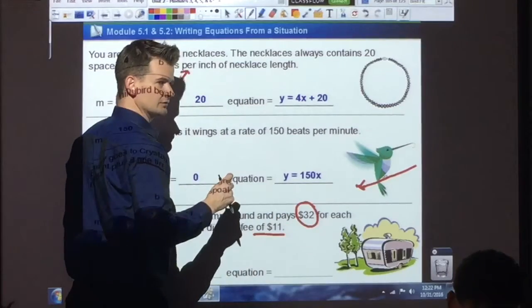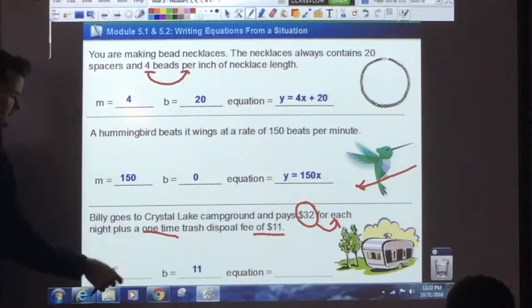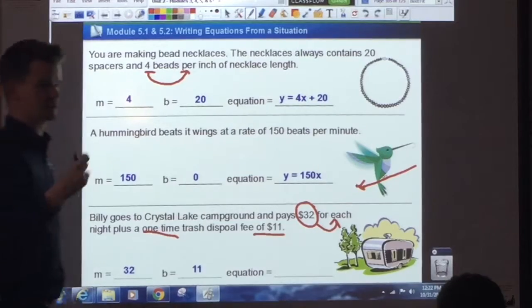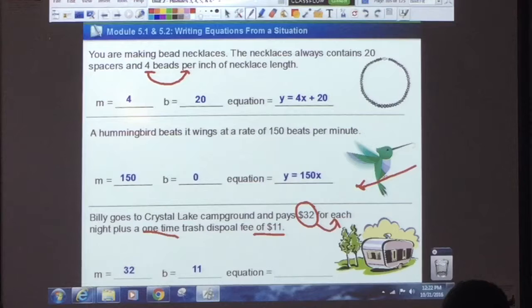This can change because you're paying $32. What's my key word? Each. $32 for each night. So that can change. One night 32, 2 nights 64, 3 nights 96, so on and so forth. Which means that your equation, Ms. Davis, is what? Y equals 32x plus 11.